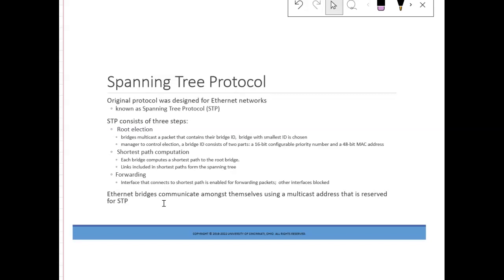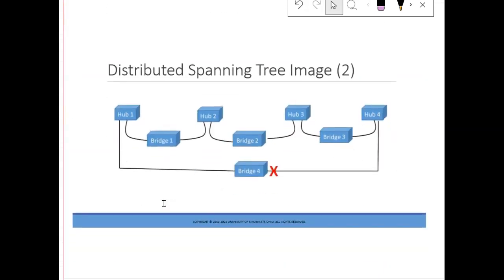In STP, Ethernet bridges communicate amongst themselves using a multicast address that is reserved for STP. Step 1. Bridges multicast a packet that contains their bridge ID, and the bridge with the smallest ID is chosen. Step 2. Each bridge computes a shortest path to the root bridge and designates ports, blocking user traffic on non-designated ports. And finally, step 3, the bridges begin forwarding packets. The first image shows the network with all interfaces open, and on click, the second image displays the blocked port after the spanning tree protocol has been run.